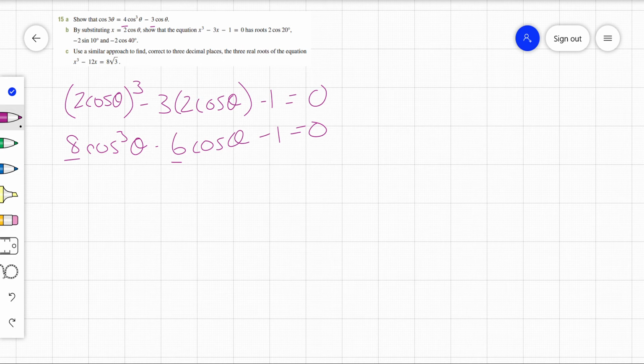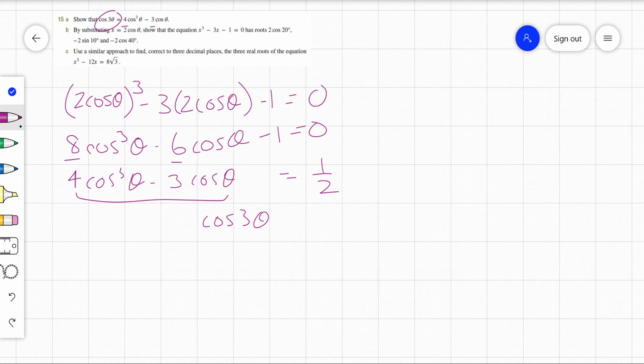So this is the same as if we divide everything, we want 4 and 3. So let's halve everything. We've got 4, 3, so that'll be, I might put on the other side, that'll be a half. And now we can substitute this cos 3θ in here. So we're doing cos 3θ has to equal a half, so we're solving for 3θ.